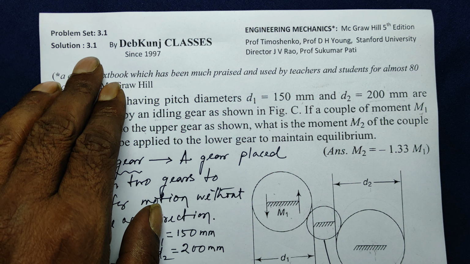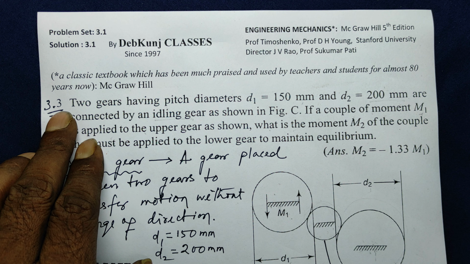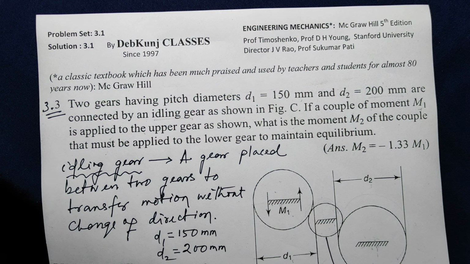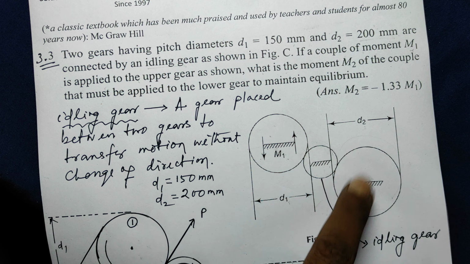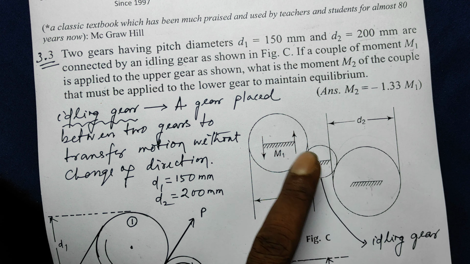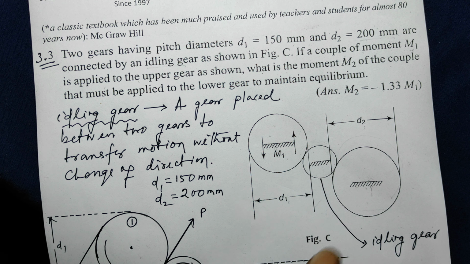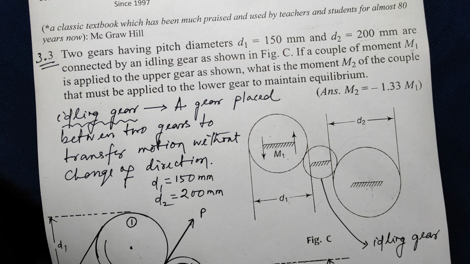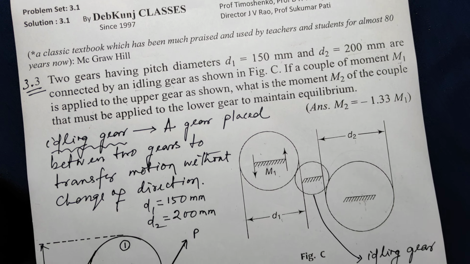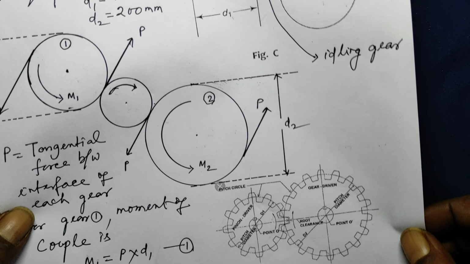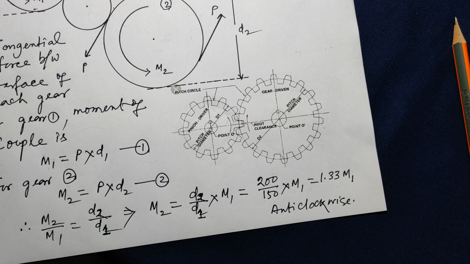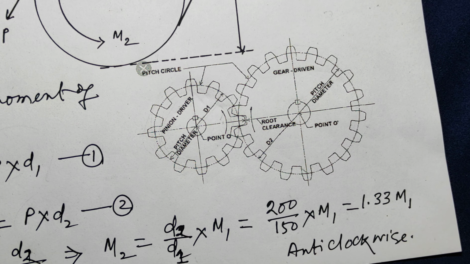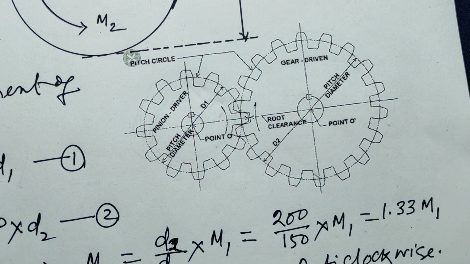And now I will be discussing the solution to problem 3.3, problem set 3.1. It is about two gears, and in between there is another gear called an idling gear. Before I proceed, let me show you how a gear looks. Now look at this diagram. Let me slightly enlarge the picture so I can explain better.